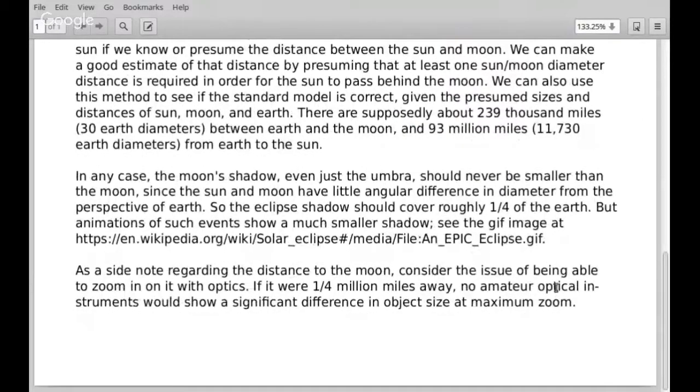But here again, like I said, how can the moon be that far, even regardless of the sun's distance? How can the moon be as far away as it is? I can zoom on the sun too.